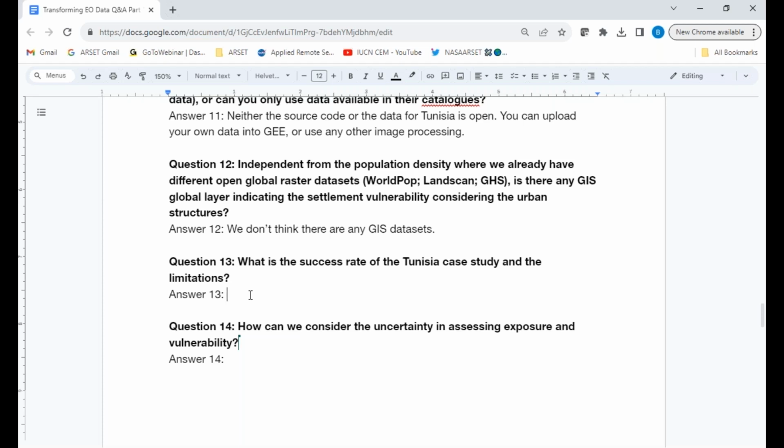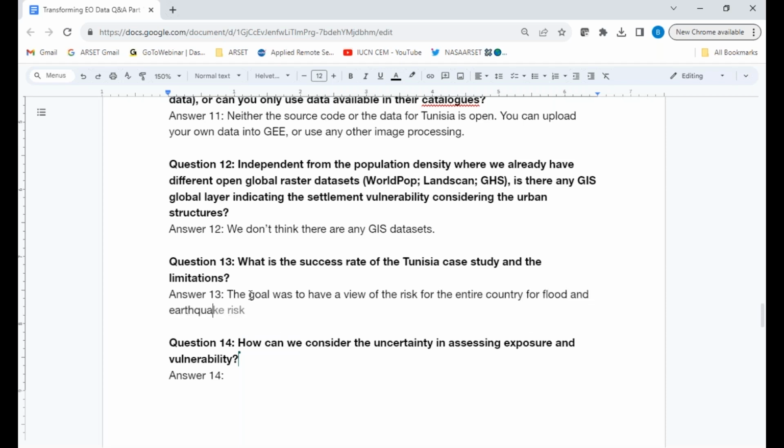But for the Tunisia case study, like mentioned, the goal was to have a view of the risk of the entire country for flood and earthquake. For that purpose, we knew going in what the limitations of the analysis could be, based on the data that was used. We could not do PMLs. We cannot do a return period assessment of the risk. We could only use the data that existed, the sources of hazard that existed, to do the risk analysis.